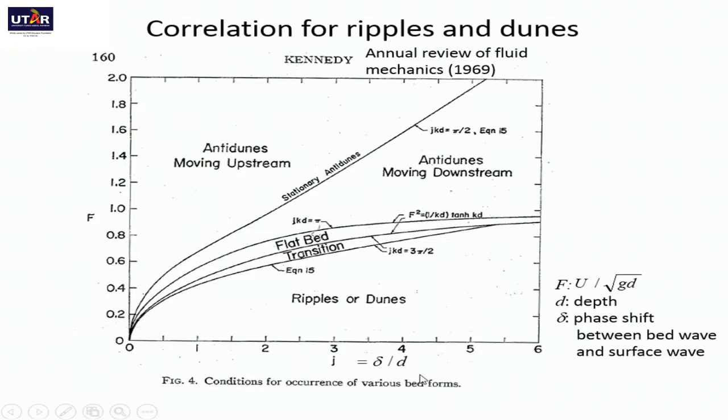In this region, the anti-dunes moving upstream will occur. In this region, ripples or dunes can occur. And in this region, the anti-dunes moving downstream will occur. These are the different forms of the bed forms.